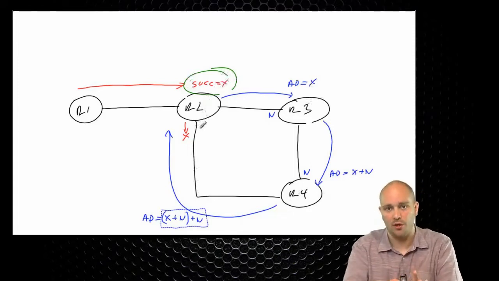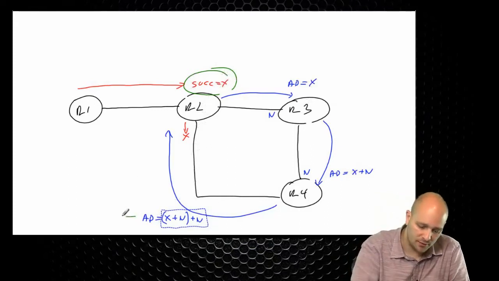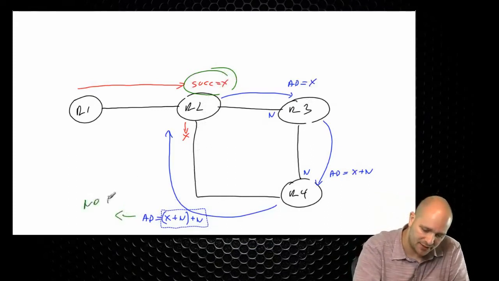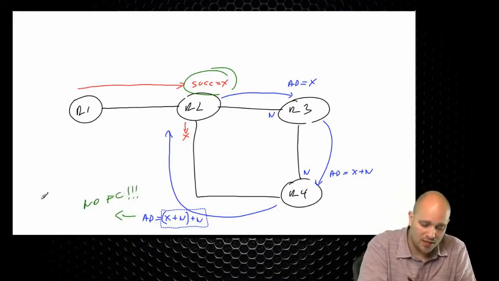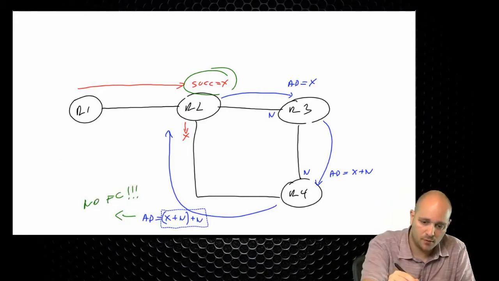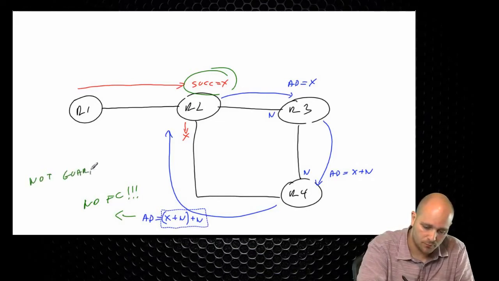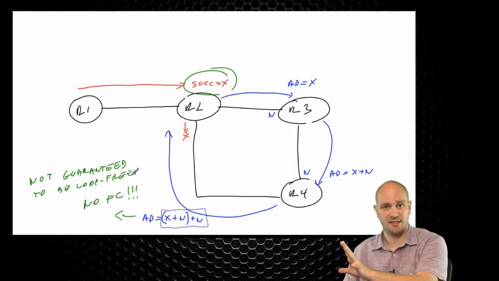So at this point, by just looking at this value, there is no feasibility condition here. So the feasibility condition does not exist. Why? Because we cannot guarantee, not guaranteed to be loop free. Now, in this example, it's obvious this is a loop.